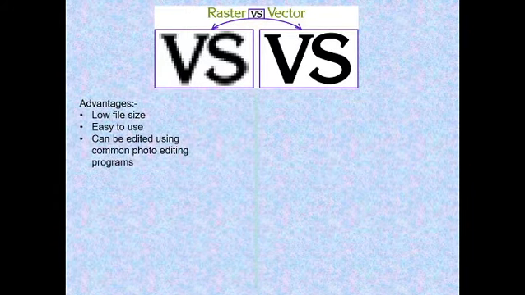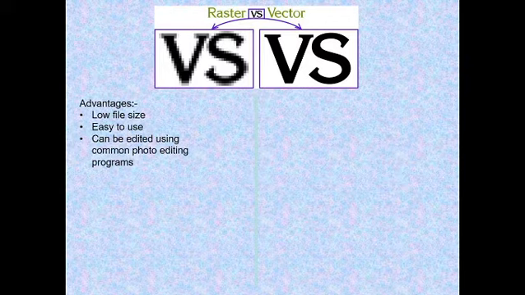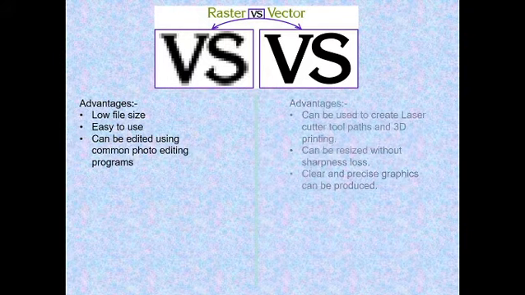So just to go through the advantages for raster, it's got low file size generally, it's easy to use, and it can be edited using common programs. You've probably done it with your phone. You can actually edit raster images on your phone quite easily using the software that's free and easily available.